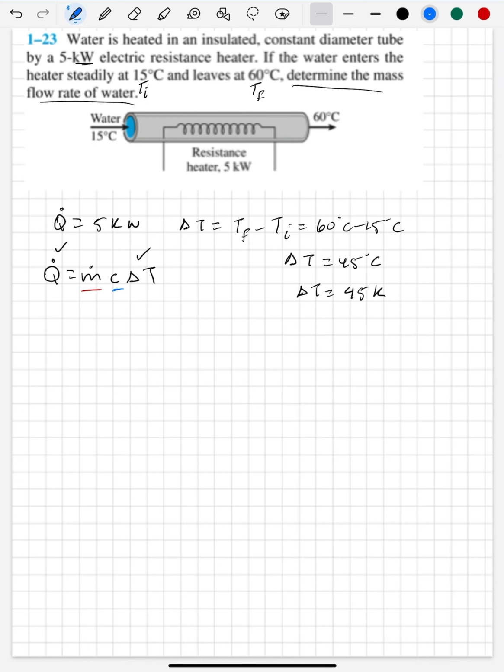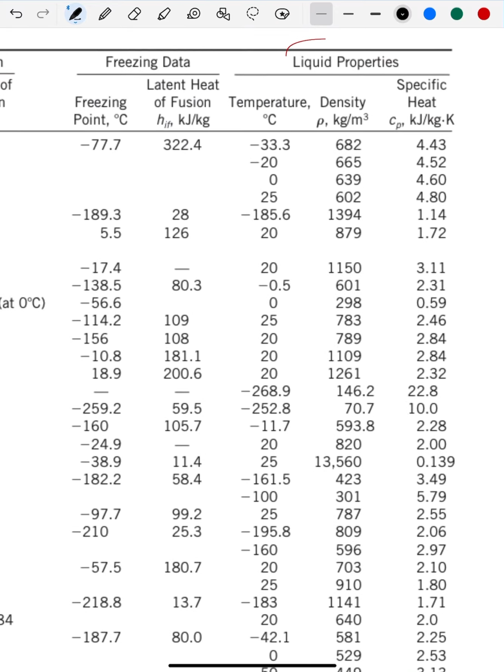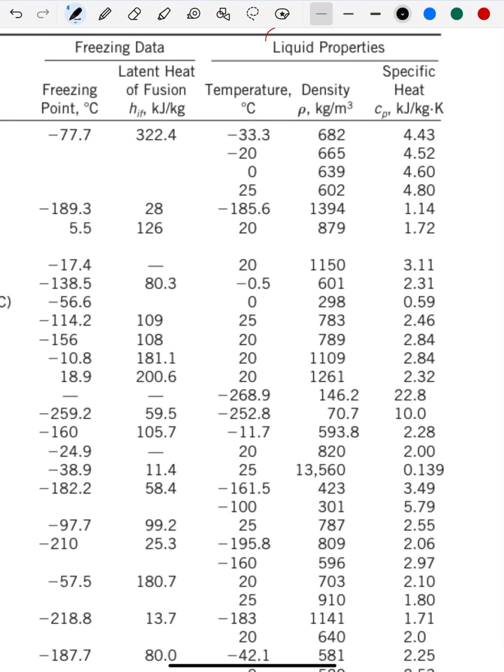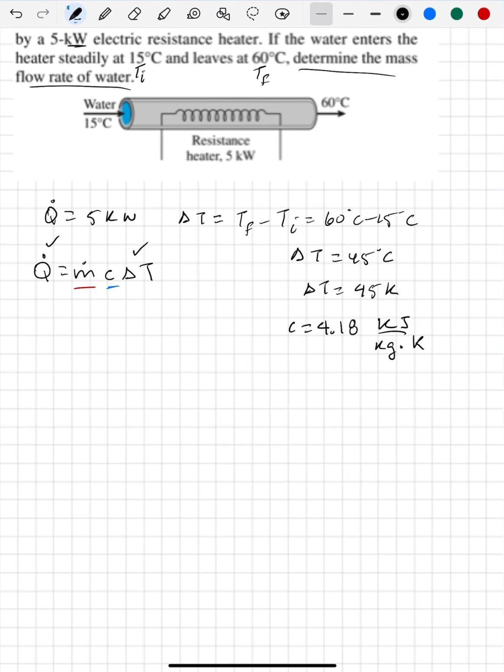So then specific heat in this case is just going to be 4.18. Let's look at the units. Specific heat is kilojoules divided by kilograms times kelvins. So all we do is plug in the information that we're given, and we should be able to find the solution.